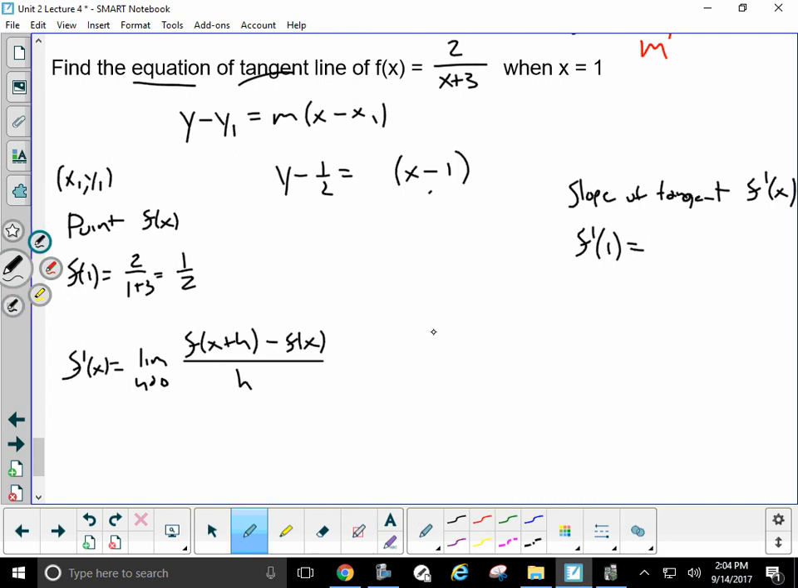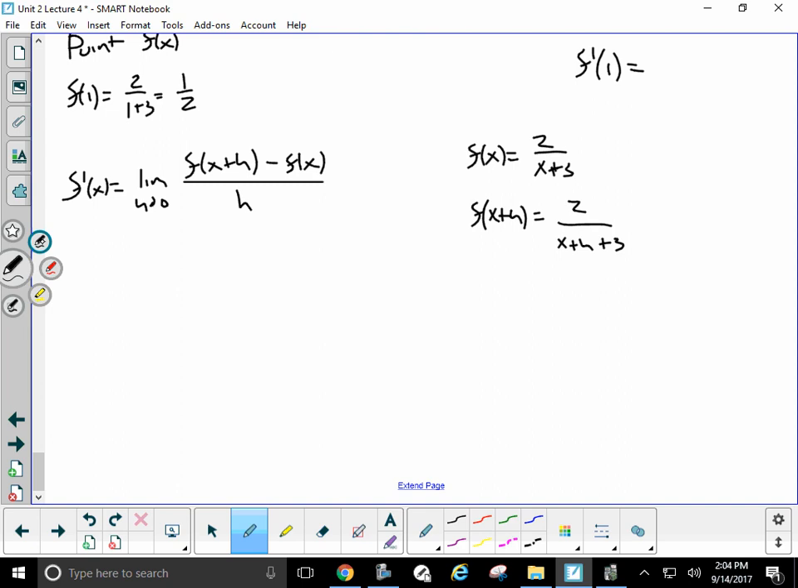I'm going to talk about f of x, which is 2 over x plus 3, as well as f of x plus h, which is 2 over wherever x is replaced with x plus h, plus 3. Okay, let's substitute that into my formula. Limit as h approaches 0 of 2 over x plus h plus 3 minus 2 over x plus 3, over h.